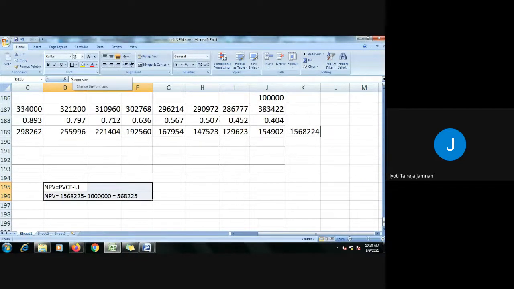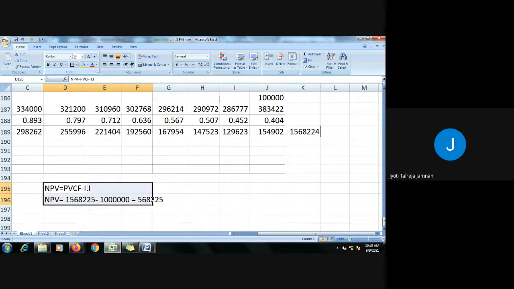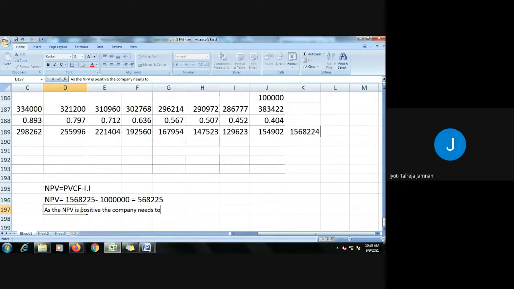And now the NPV is positive. So that means the company can replace the old machine. As the NPV is positive, the company needs to replace the old machine and buy the new machine. Okay, so this is how we have to solve it.